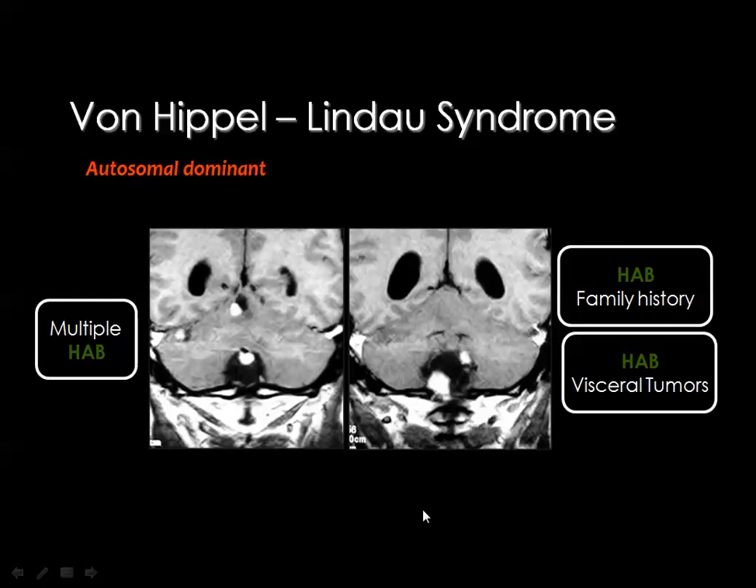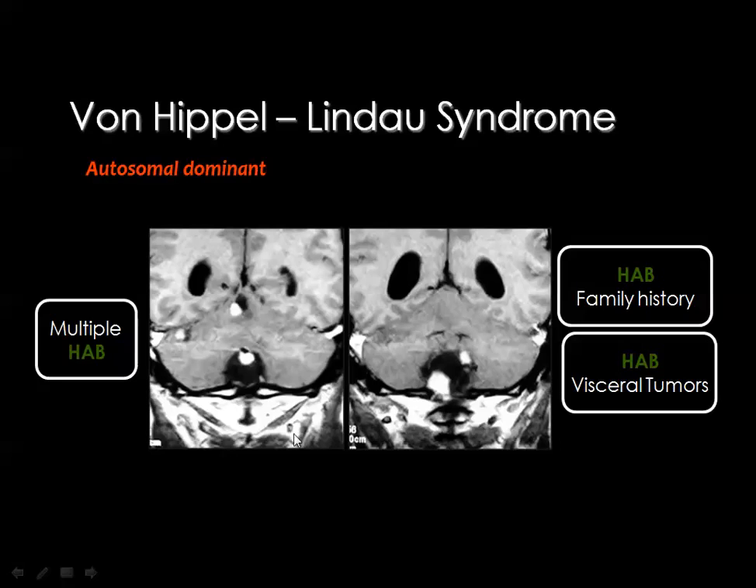hemangioblastomas, I'm sorry. And then this is one hemangioblastoma, and this is another one, and this is another one. And one of the important features here is that the cyst of the hemangioblastoma may be too small so that you cannot appreciate it because the nodule is almost totally filling the cyst itself.